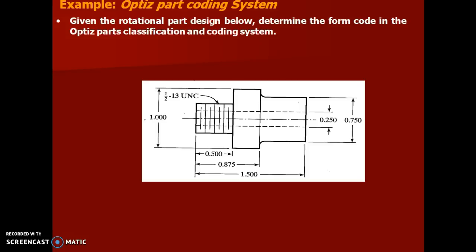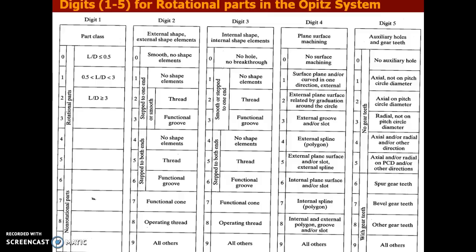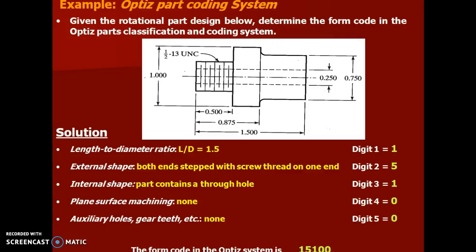Here you stop, refer to the Opitz system and try to write a code for the shown example. Pause here, write the code. And this is the code which you have generated. It is self-explanatory. Hope you understood the concept of group technology, and thank you.